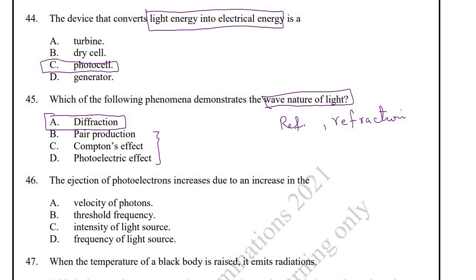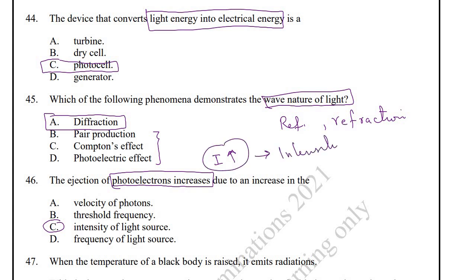Question number 46. The ejection of photoelectrons increases due to the increase in the intensity of the light source. Photoelectric effect के अंदर हमने स्टडी किया that photoelectrons increases का मतलब है कि current should increase. ज़्यादा number of photoelectrons emit होंगे from the photoelectric surface, so current उसमें ज़्यादा फॉर्म होगा, and this can be done when the intensity of the light source is increased. तो जो current है वो relate करता है intensity के साथ.